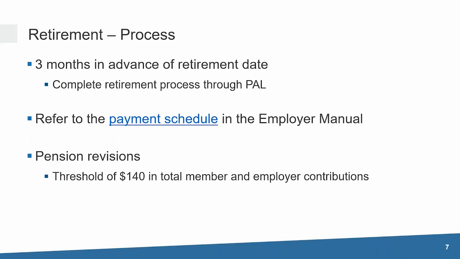If you have already submitted a pension application and realize there are changes to be made, you must complete a revised pension application and submit it to CAAT before we can adjust any member's benefit. However, pension revisions have a threshold of $140 in total member and employer contributions. If the revisions are within this range, you do not need to send a revised pension application.